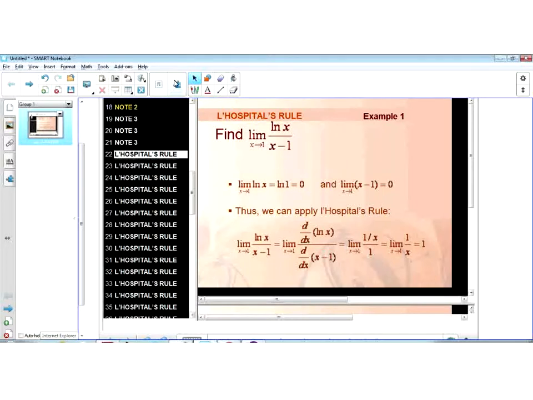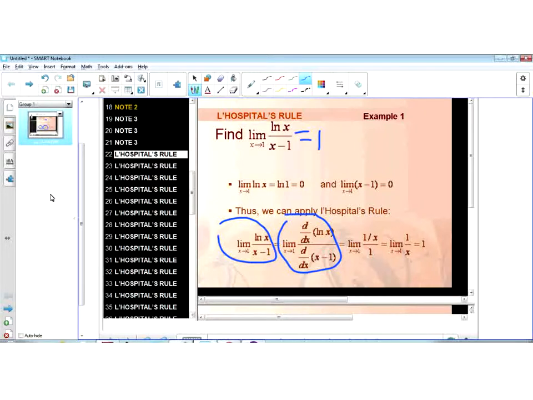Okay, so here's the solution right here. Solve this problem. L'Hopital's rule asserts that we take the derivative of the top and the derivative of the bottom, and then evaluate the limit as x approaches 1. And so you know the derivative of the natural log function is 1 over x, and the derivative of x minus 1 is 1. And now that lends itself to direct substitution. So the limit is 1. Okay, so the answer to this question is 1. All right, interesting.